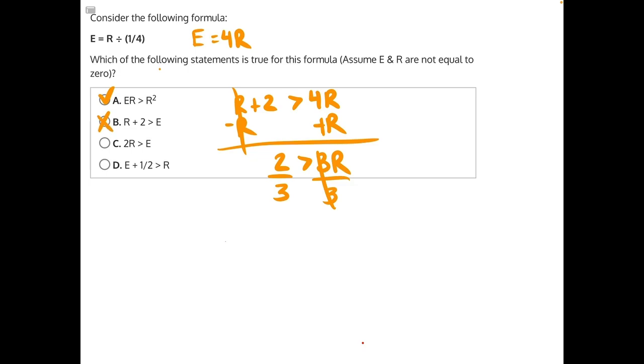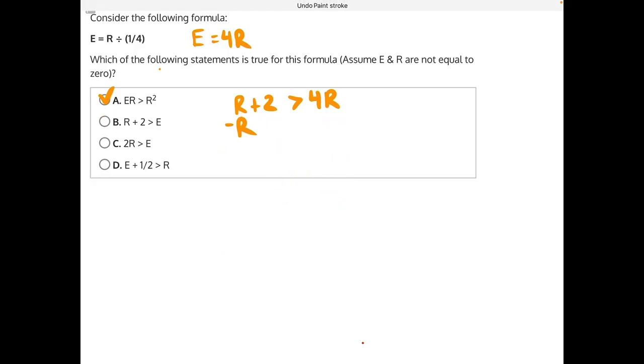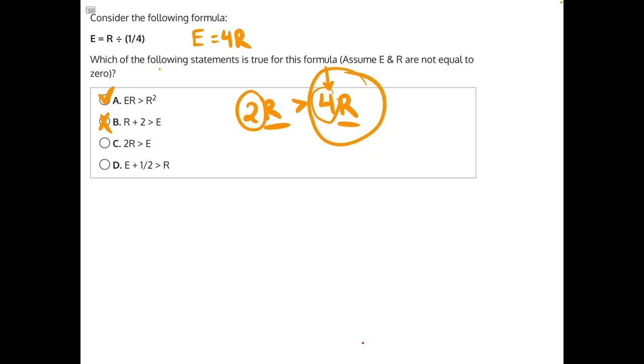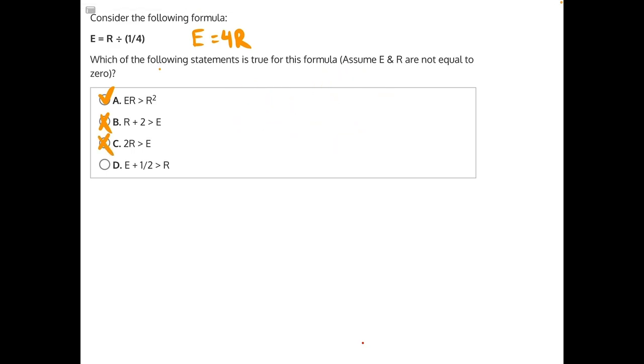For C, we have 2R is greater than, I forgot to get rid of the rest of the work up there. There we go. For answer choice C, we have 2R is greater than E, which is 4R. And this is not true because our R's are the same value, but if we multiply that value by 4, since 4 is a bigger number than 2, the value on the right-hand side will always be greater than the value on the left-hand side. So that makes answer choice C also incorrect.